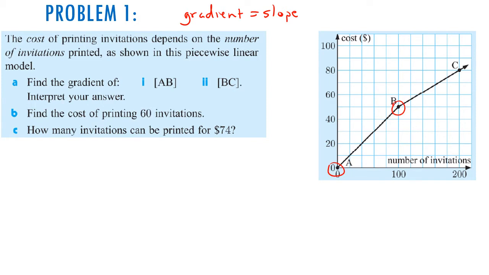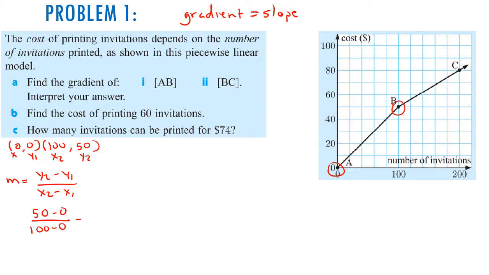We're going to take these two coordinates, 0, 0, and 100, 50. And we go ahead and use our slope formula, x2, y2. Here is your formula. So we'll have 50 minus 0 over 100 minus 0. So you have 50 over 100, which reduces to 1/2. So AB is equal to 1/2.